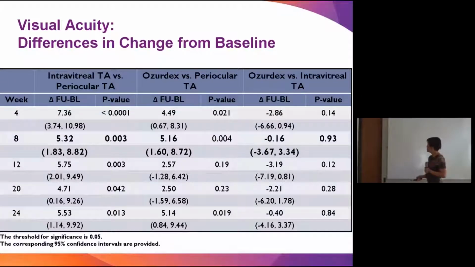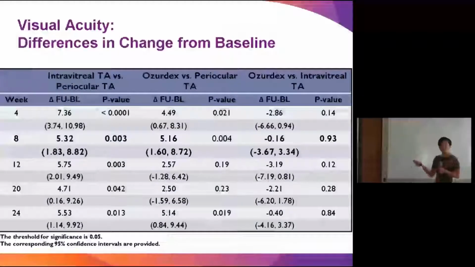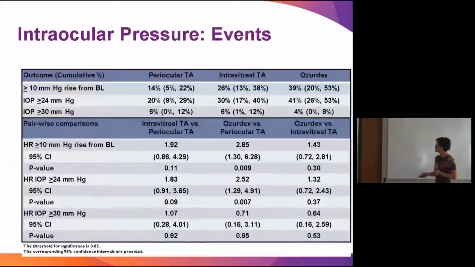No difference at all. If we look at the rate of intraocular pressure greater than 24 millimeters of mercury, both intravitreal and Ozurdex are more likely to cause a higher rate of intraocular pressure rise than the periocular. And again, no difference between Ozurdex and triamcinolone with regards to intraocular pressure rises. And this is just a graph of that. You can see here the intraocular pressure rise is pretty much the same between those two intravitreal preparations.